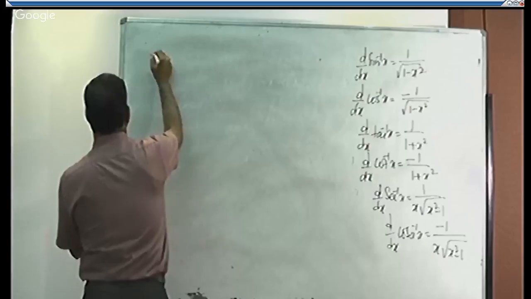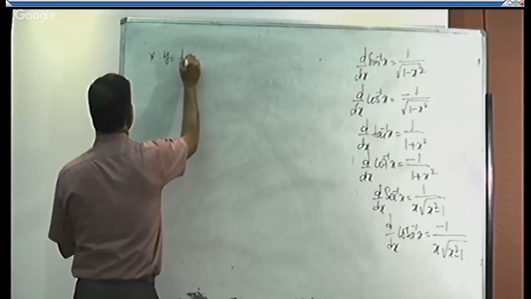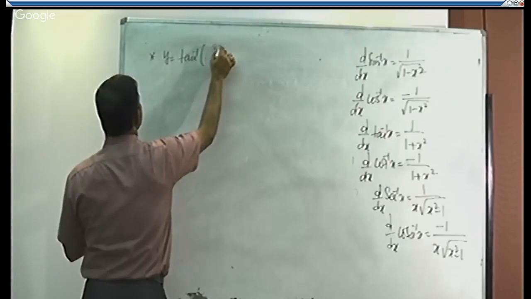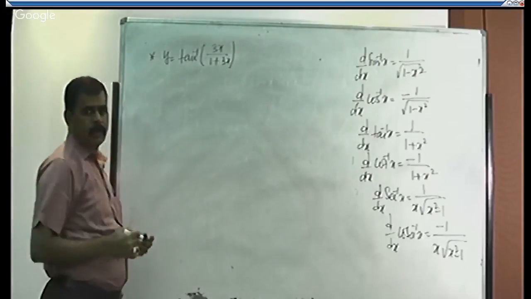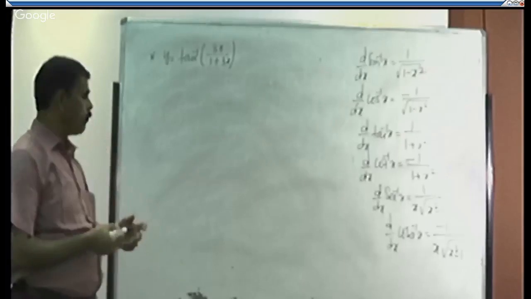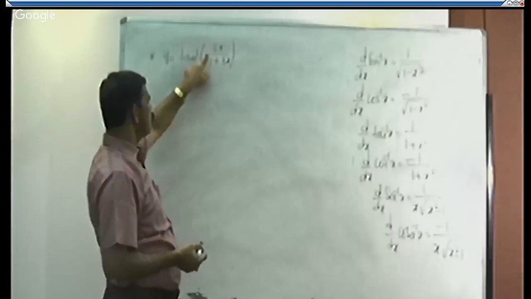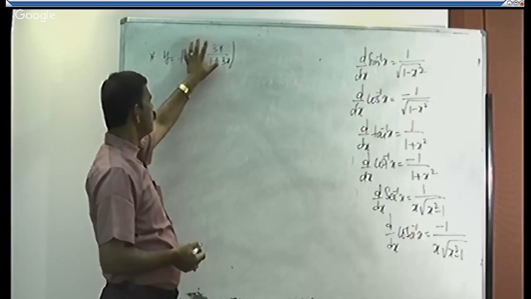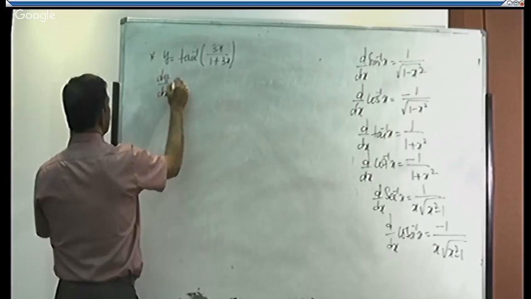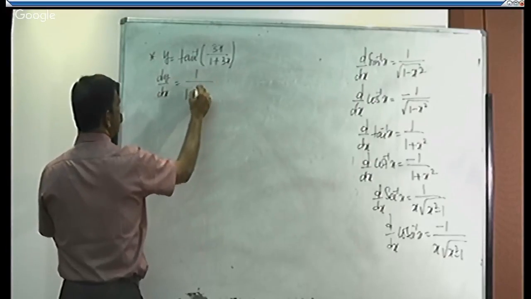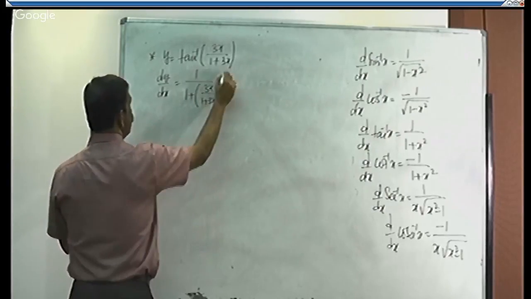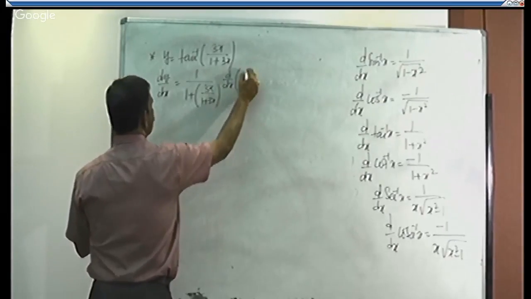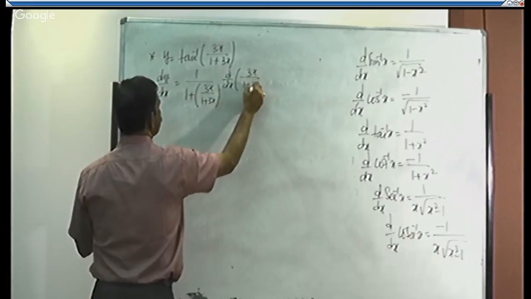Next one, y is equal to tan inverse of 3x divided by 1 plus 3x. It is of what form? Y is equal to tan inverse of 3x divided by 1 plus 3x. Tan inverse function, correct? Tan inverse function, dy by dx is equal to 1 by 1 plus function square. What is function? 3x divided by 1 plus 3x, into what? Into d by dx of function. The function is 3x by 1 plus 3x.